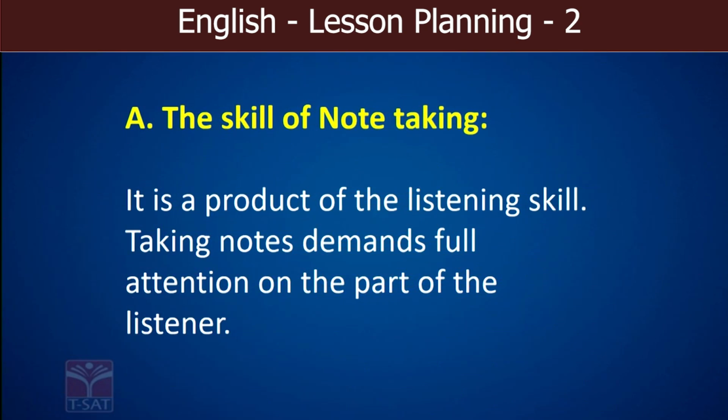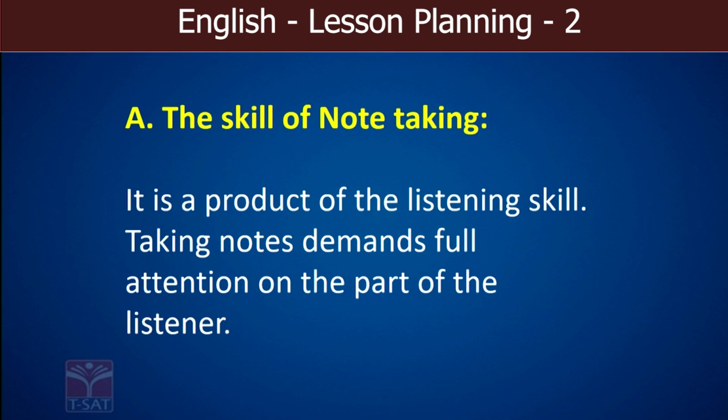Next one, we have to think about note making. It is a product of the listening skill. Note taking is a product of the listening skill. Taking notes demands full attention on the part of the listener. As we are aware of academic standards, listening comprehension is very important. So, listening comprehension makes this skill, note taking, fruitful. So, it is a product of listening skill.